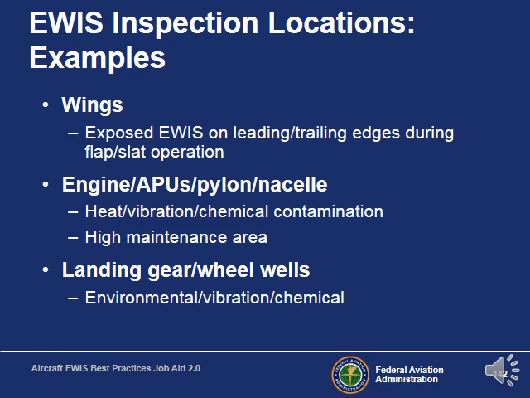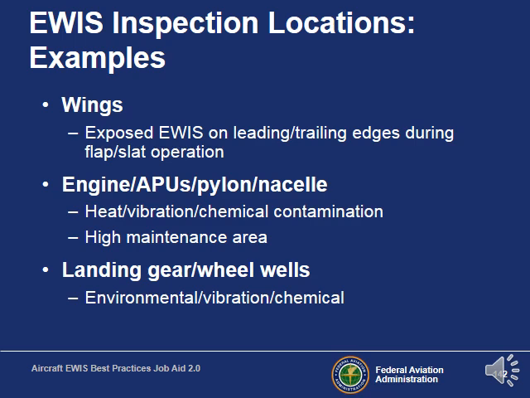In the wings, when the flaps operate, wires can be exposed. In the engines, you've got a lot of things going on there. It's really hot, there's a lot of vibration, and there are a lot of chemicals all around the engine. In addition, the engines are usually a high maintenance area, so people could inadvertently damage the wires as they're doing other maintenance. We talked about the landing gear and the wheel wells.